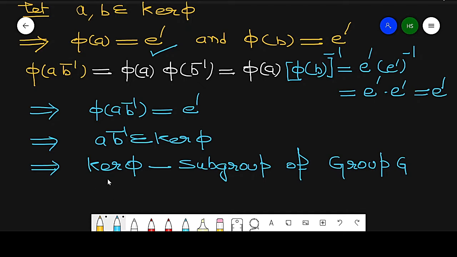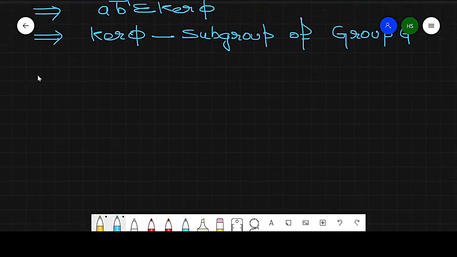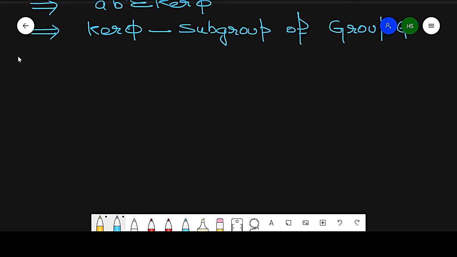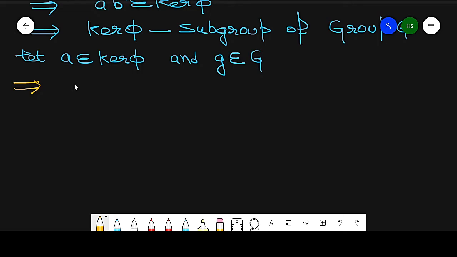Now the second part: it is a normal subgroup. To prove the normal subgroup, I will take one element from G and one element from kernel of phi. So I take an element A from kernel of phi and an element g from capital G. Now, if A belongs to kernel phi, then phi of A is equal to E dash, right? Now my aim is that phi of g inverse A g should be identity.